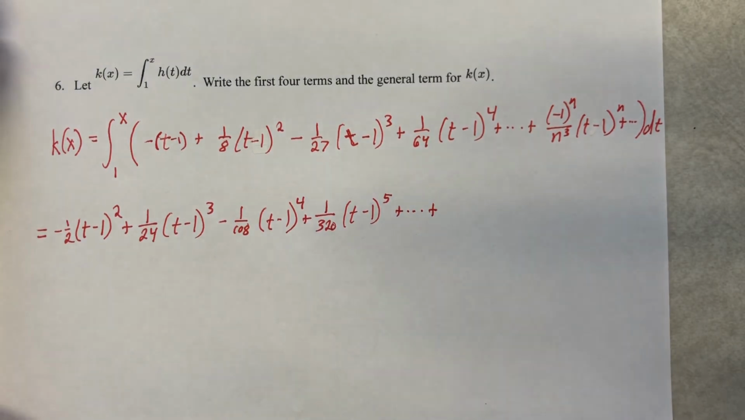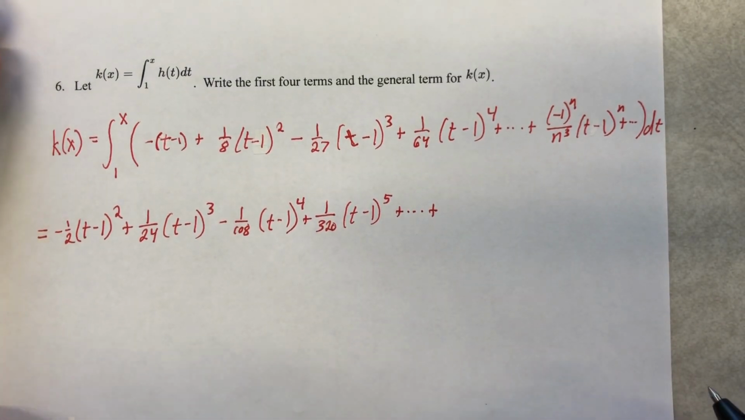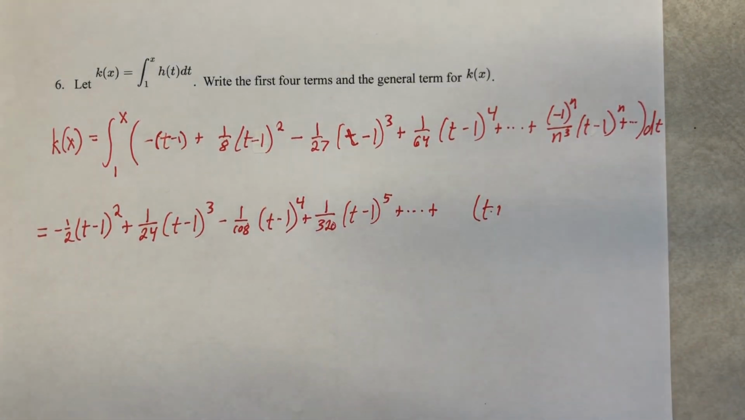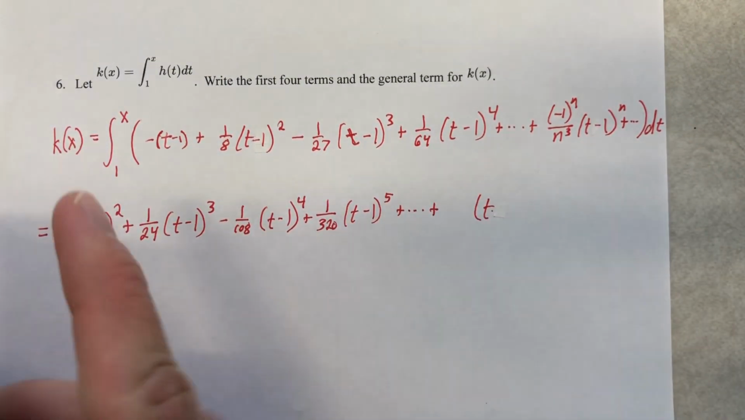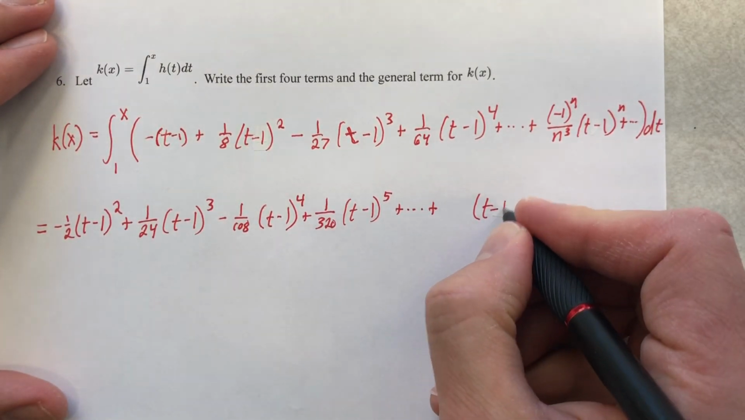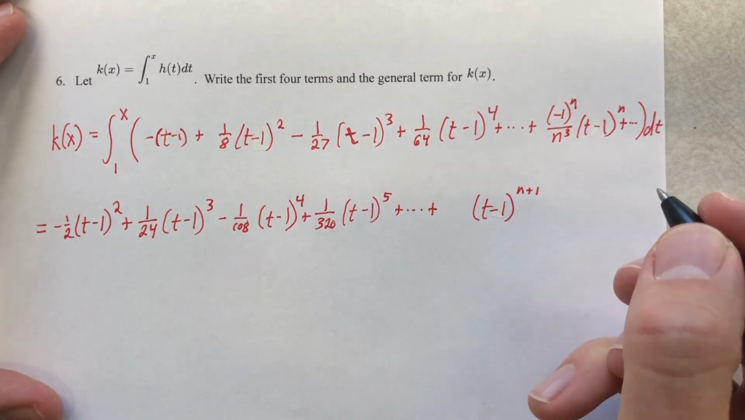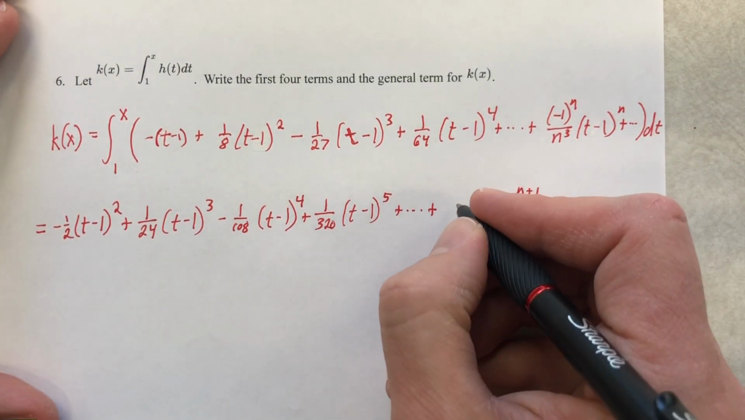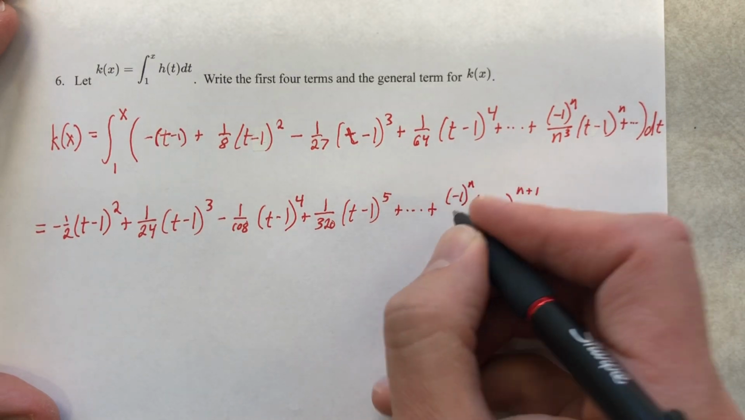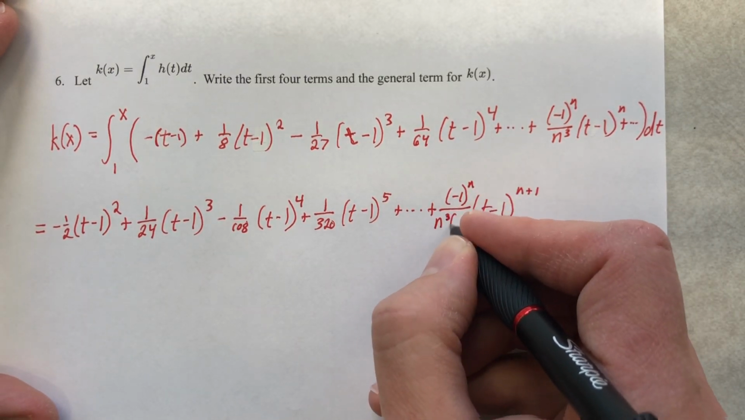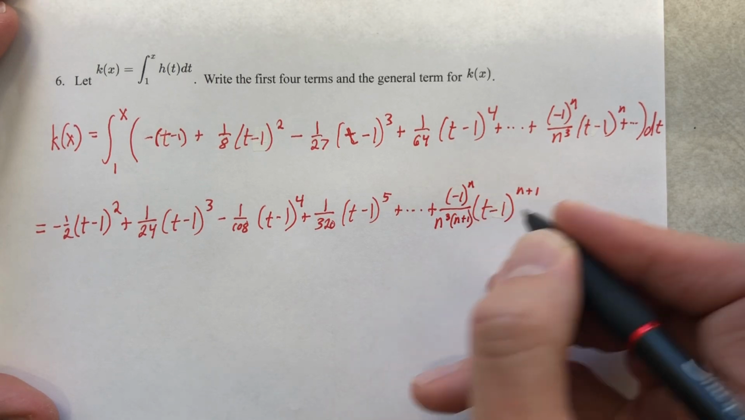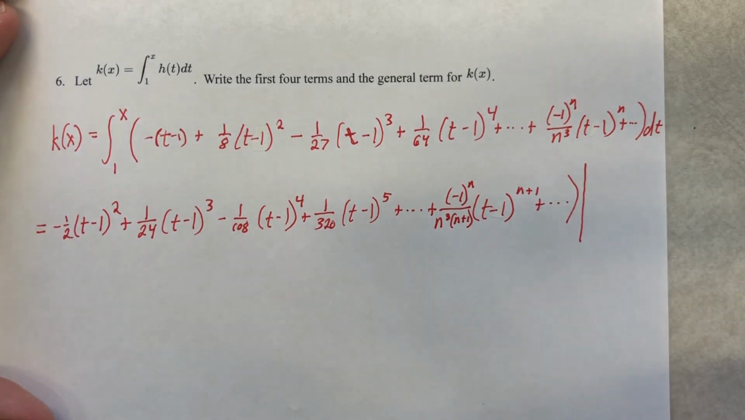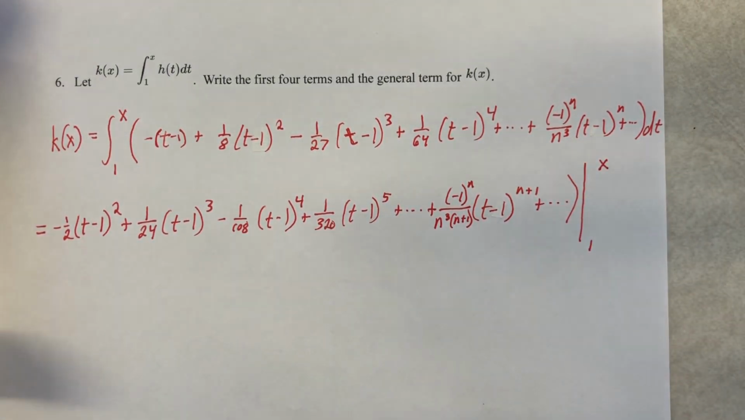We're about to get to the general term. So we are going to add 1 to this exponent, which makes it t minus 1 to the n plus 1. And now we're going to have old coefficient divided by new exponent. So it gives me negative 1 to the n over n cubed times n plus 1. And it goes on forever. But definite integral from 1 to x. Okay, that was a lot of writing.